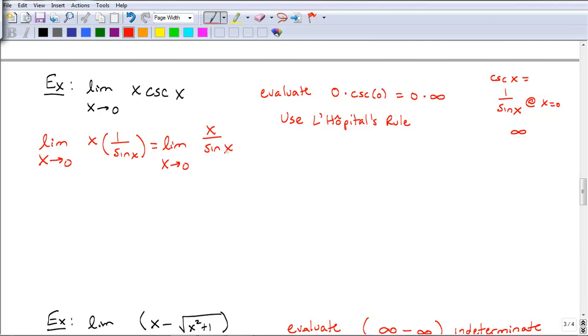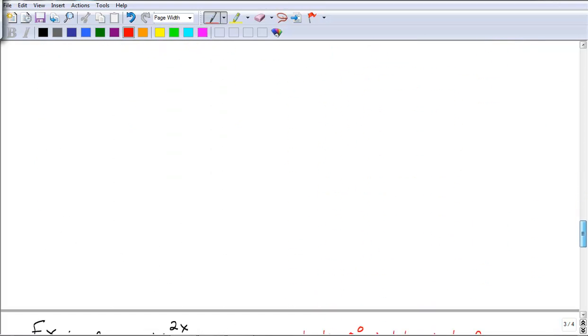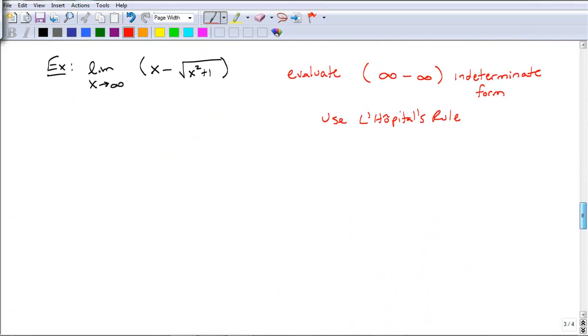Now, if I rewrite it this way and I plug in 0, notice I still get 0 over 0, which is still L'Hopital's rule. So I can take the derivative of the top and take the derivative of the bottom. I get 1 over the cosine of x, and when I plug in 0, I'm left with 1. So the original limit must have been 1. But wait, there's more.